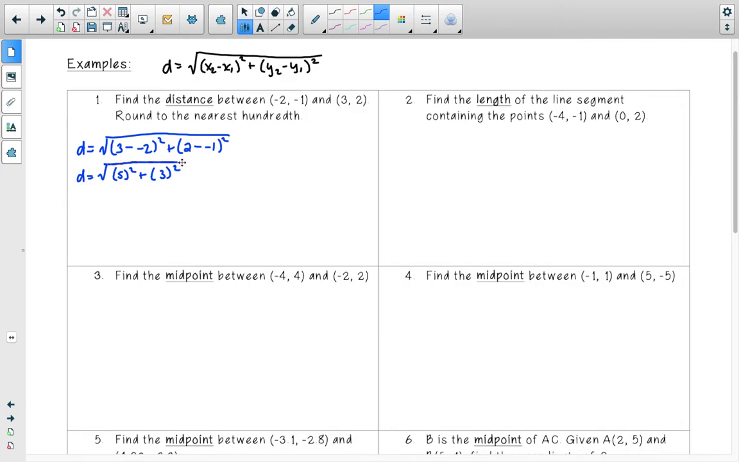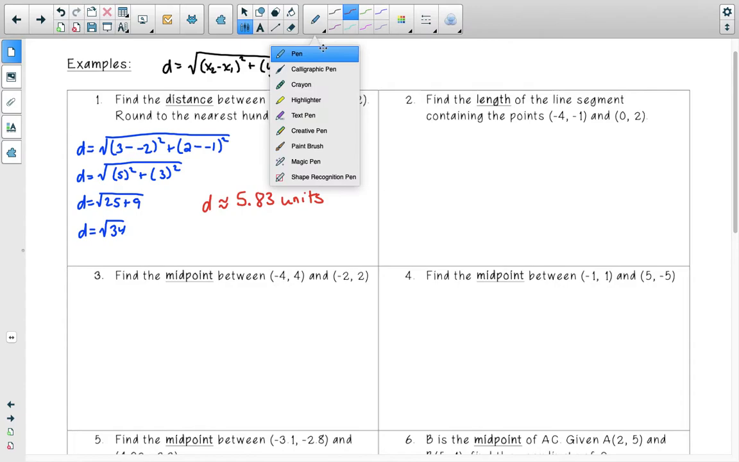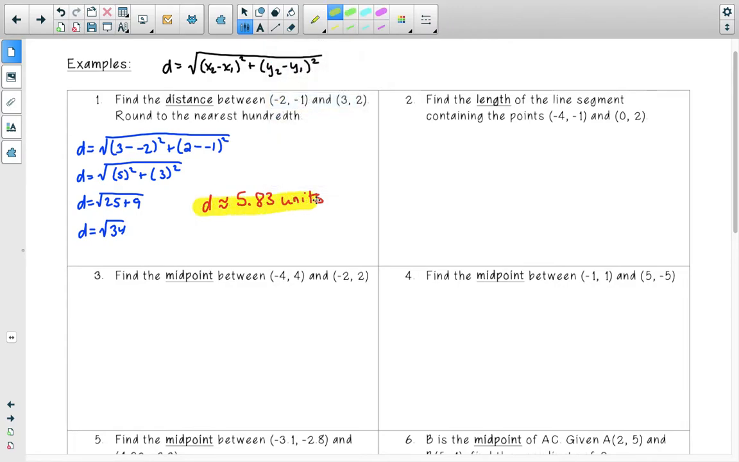Keep my square root symbol on it all the way. Distance is equal to the square root of 5 squared, which is 25, plus 3 squared, which is 9. Distance is equal to the square root of 25 plus 9, which is 34. So I take the square root of that. The distance is approximately 5.83 units. That is one way of finding the distance.